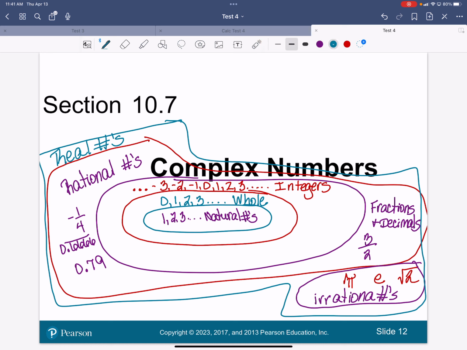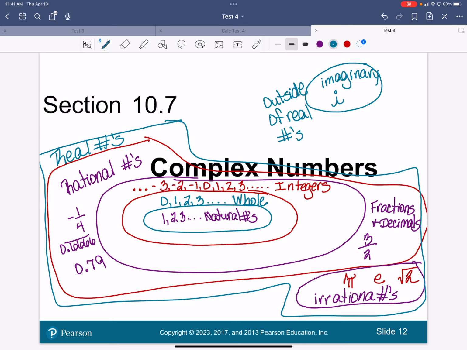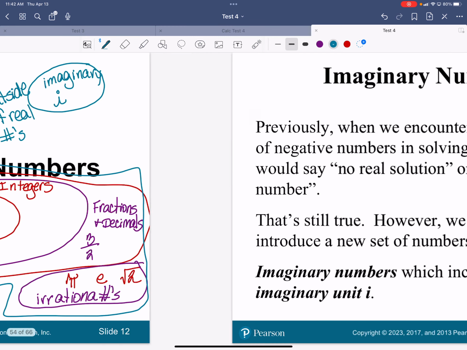So, what we're going to talk about today is this set that is outside of real numbers. That means it doesn't follow all the rules that real numbers follow. These are called imaginary numbers, and the most famous imaginary number is i. That's what we're going to talk about today.